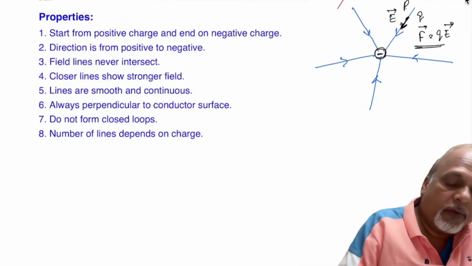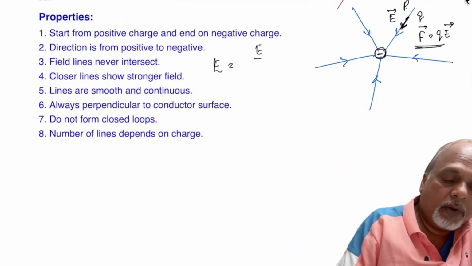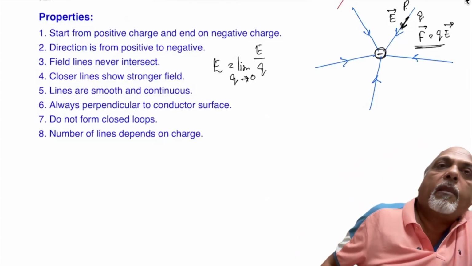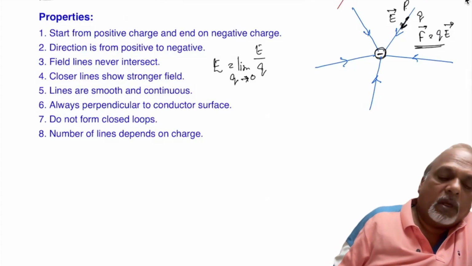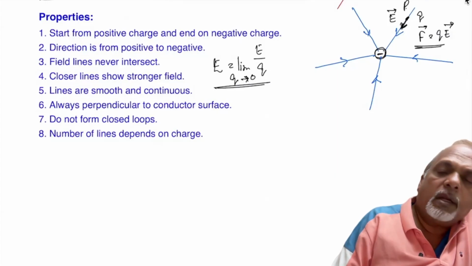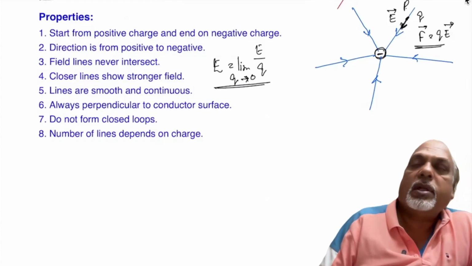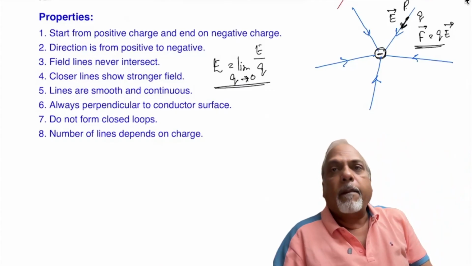Electric field you can define like this also: E equals F divided by Q, in the limit Q approaches zero. That means force divided by the charge Q as Q approaches zero, so that the influence of Q you should not consider. Okay? Or electric field is force per unit charge.